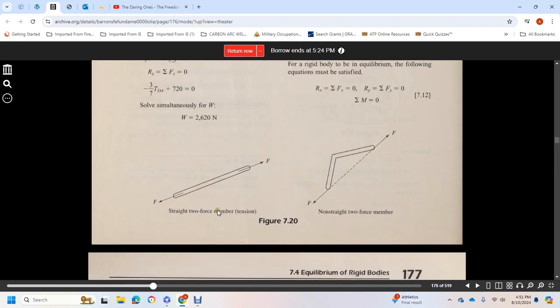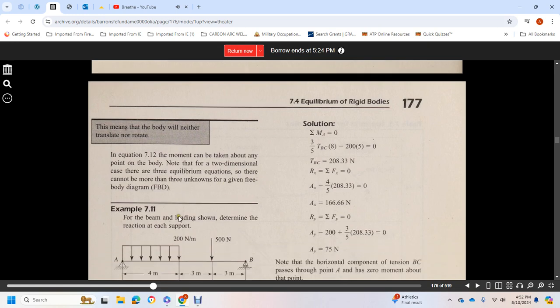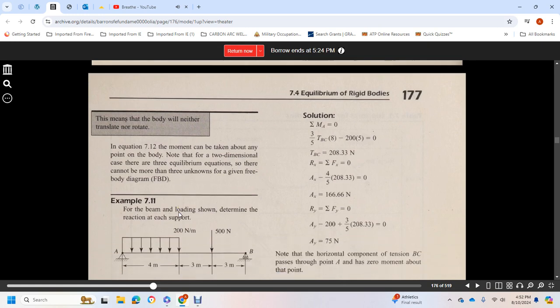Figure 7-20 shows straight and non-straight two-force members. This means that the body will neither translate nor rotate. In equation 7-12, the moment can be taken about any point of the body. Note that in the two-dimensional case there are three equilibrium equations, so there cannot be more than three unknowns in the free body diagram (FBD).